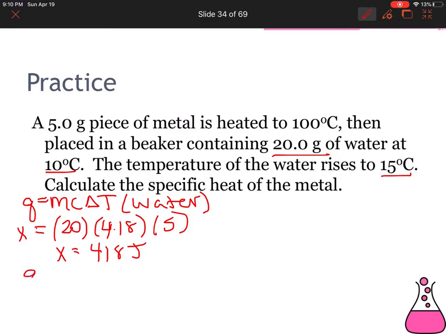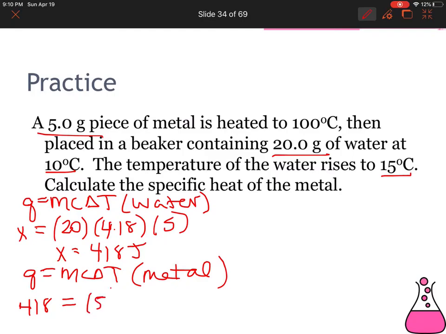Now I can do Q equals MC delta T for my metal. And I know that all that heat energy gained by the water is what was lost by the metal. So that's going to be my Q here, my 418 joules for my metal. That's what's going to be lost. My mass of my metal is 5 grams. My specific heat is what I'm solving for.